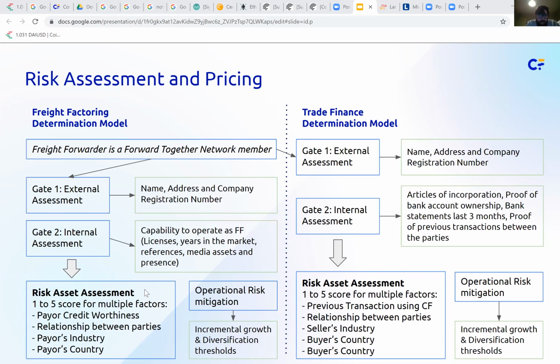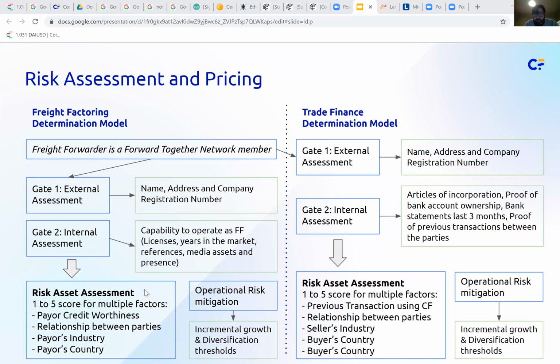When this gate is passed, we take a risk assessment of every single one of the assets they are providing. As soon as they are accepted, they can start putting assets through our system. We give a 1 to 5 score, and we score them on multiple factors. For example, the payer's creditworthiness, and the relationship between the parties, which is important because companies that have transacted for a long time usually have a good existing relationship, and that decreases the risk. You also have the payer's industry and the payer's country, and those two are important and come from external providers that we will show soon.